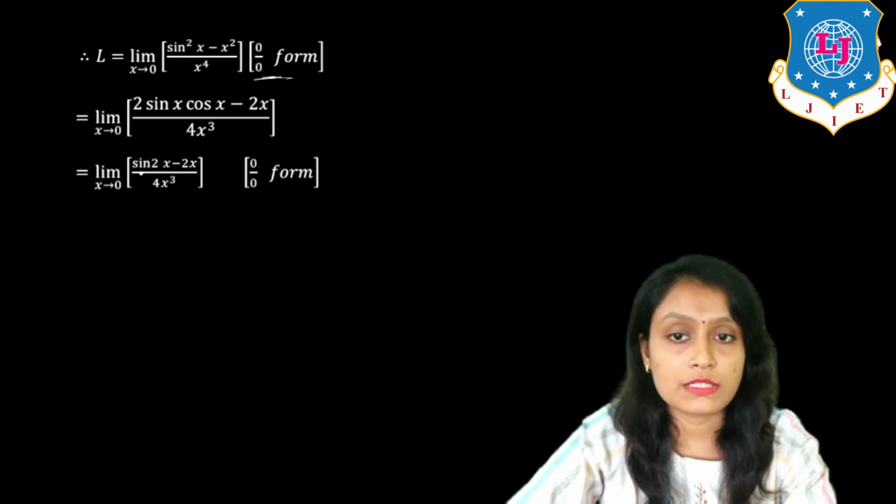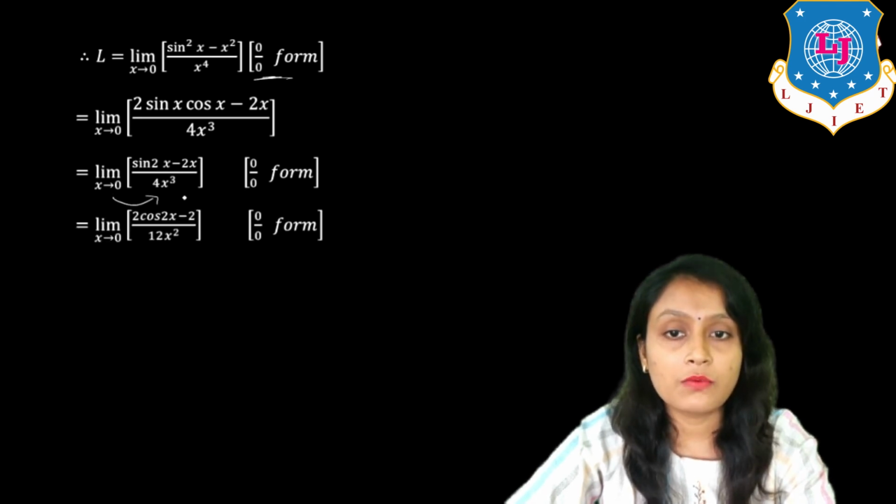2 sine x cos x will give sine 2x minus 2x upon 4x cube. Okay, now if you substitute x is equal to 0 here, you will get the form 0 by 0. So we have to apply L'Hopital's rule, means we have to take the derivative of numerator and denominator separately. On derivative you will get limit x tends to 0, from here you will get 2 cos 2x minus 2 upon 12x square. Again if you put x is equal to 0, you will get the form 0 by 0.